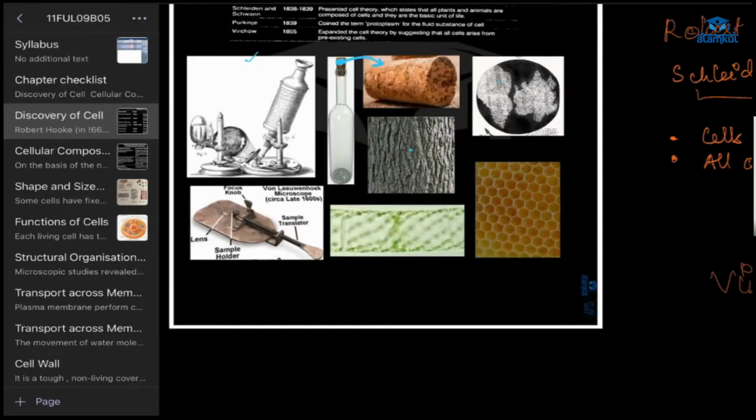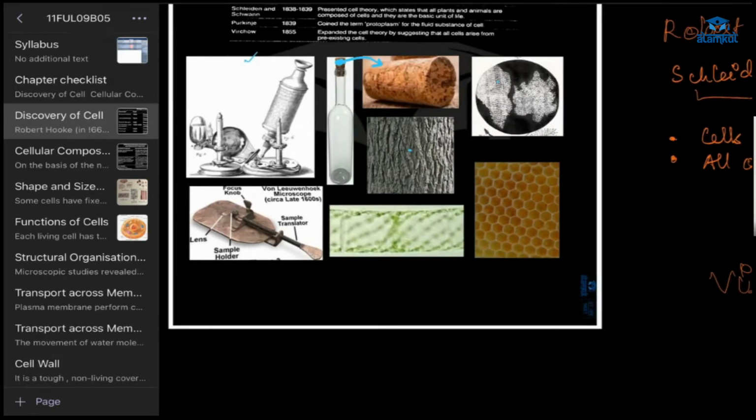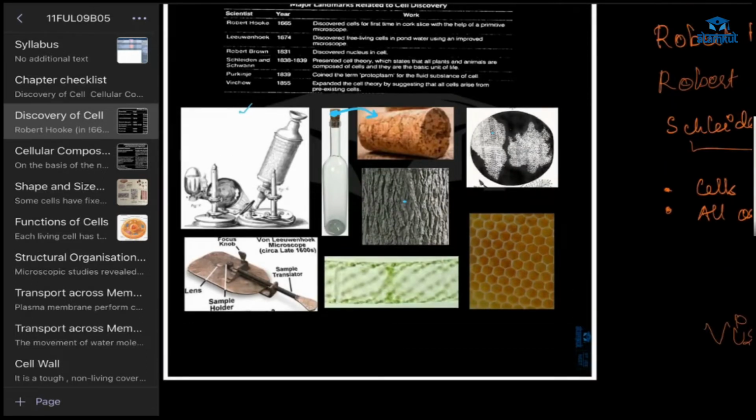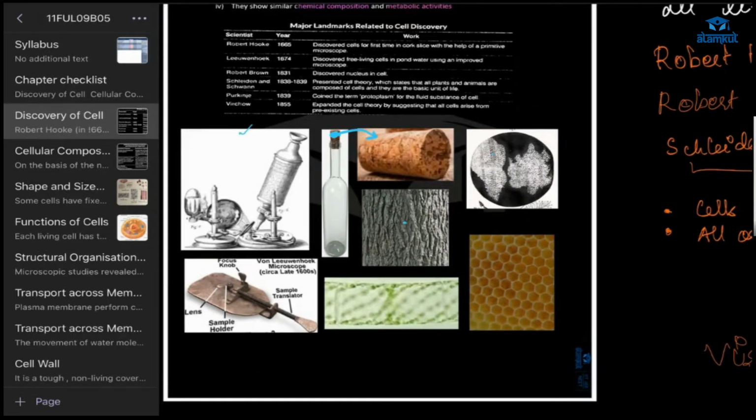Okay, then we'll start. In the last class, we learned about the discovery of cells. In that, we have read some points. The first thing is Robert Hooke. Which type of cells did he discover? It was cork, right? And it is dead cells, not living cells.